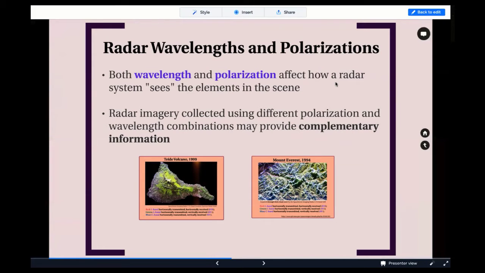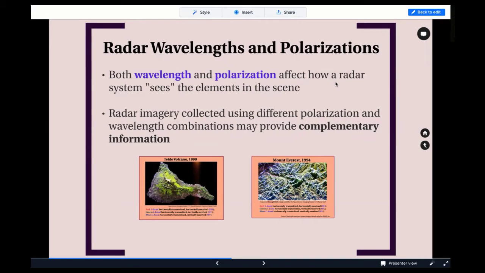They are recorded, and they also affect how a radar system sees ground objects, because right now it's not only about how they interact with different portions of energy, but also about the polarization attributes as well.